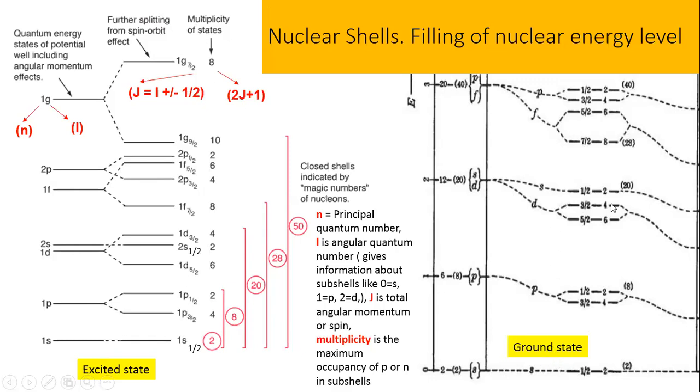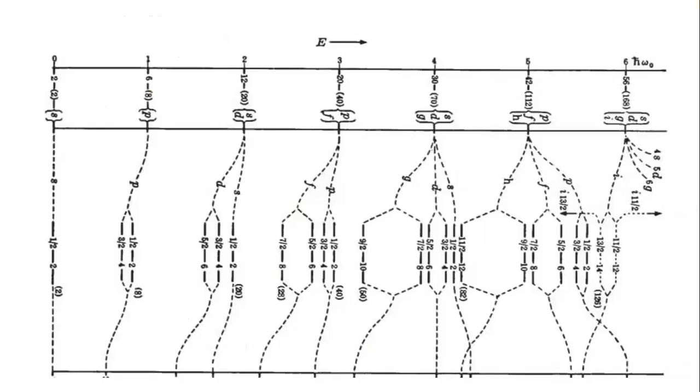So what is the main difference here? The first difference is that the energy levels are the same, but in the excited state, S1/2 is in between D5/2 and D3/2, and here it is above the D3/2. This is the simple difference between the excited and the ground state, but we will be using this excited state to calculate the nuclear spin. So let's move to another slide.